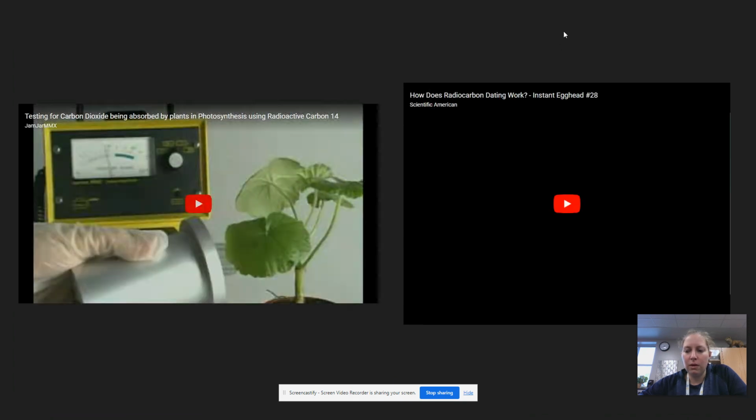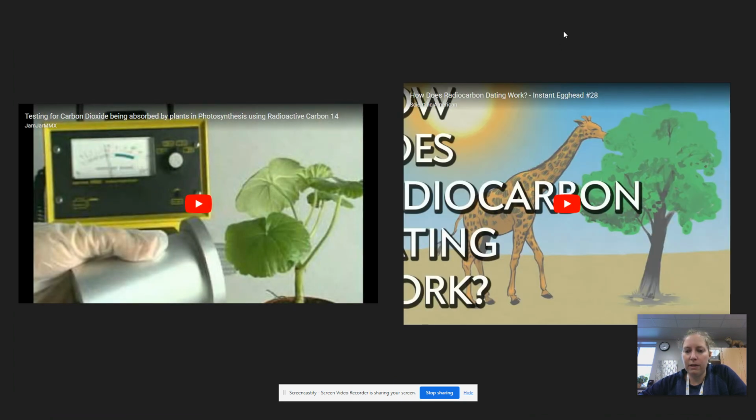So I'm going to have you watch a couple of videos here. You'll start with this video on the left, which is showing how we can use a radioactive isotope of carbon to measure and test for photosynthesis. And as you watch the video, be prepared to leave a brief summary of why you think the video is important, like how they're using isotopes to research biology.